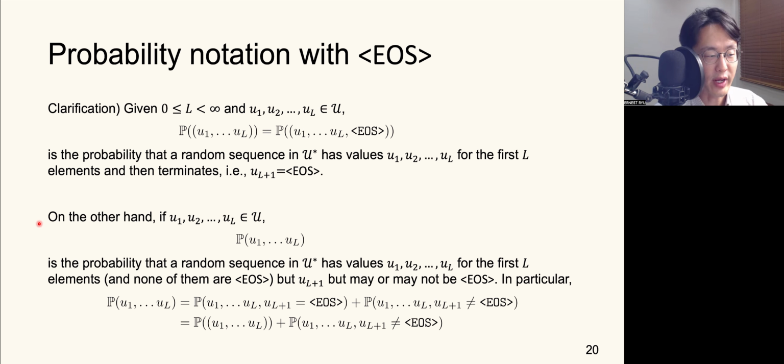On the other hand, if I were to write P(U1, U2, up to U big L) without the double parentheses, then I'm denoting the probability of the random sequence having values U1 up to U big L, but we are not talking about whether the U_{L+1}th token is the end of string or not. So the event that we're assigning the probability to does not determine whether the sequence terminates right then and there. To clarify, P(U1 up to U big L) would be split into two events: one event where U_{L+1} is the end of string token, and another where U_{L+1} is not the end of string token.